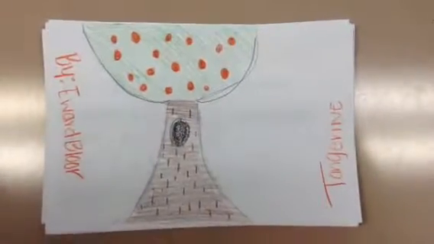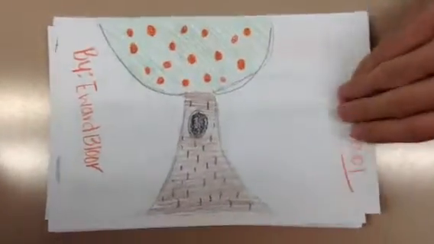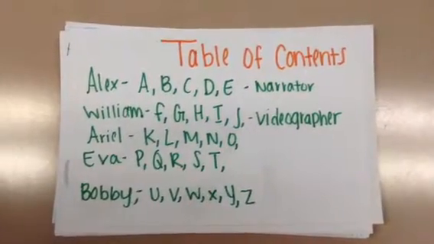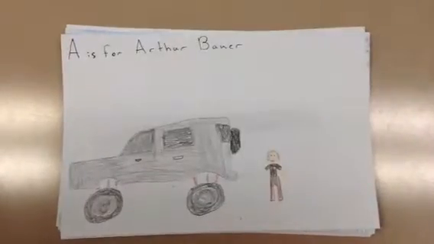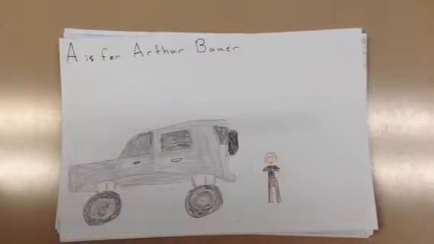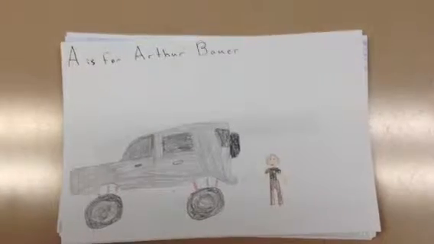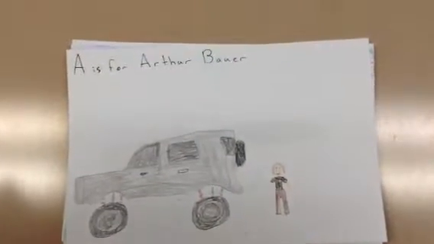We read Tangerine by Edward Bloor. For A, I put Arthur Bauer because he's a main antagonist in the story. I drew his FJ Cruiser because he and Eric are always riding in it.